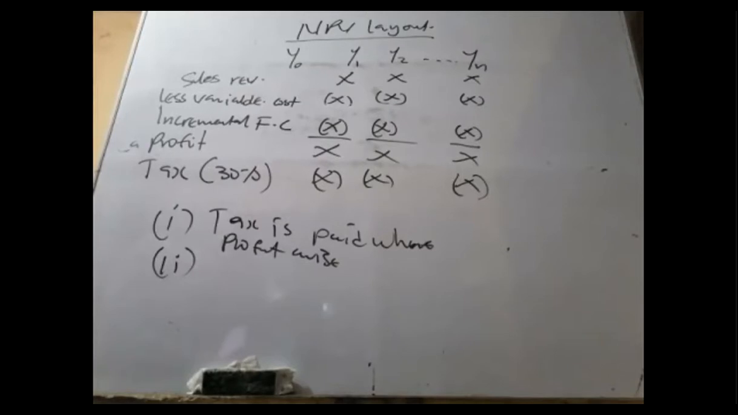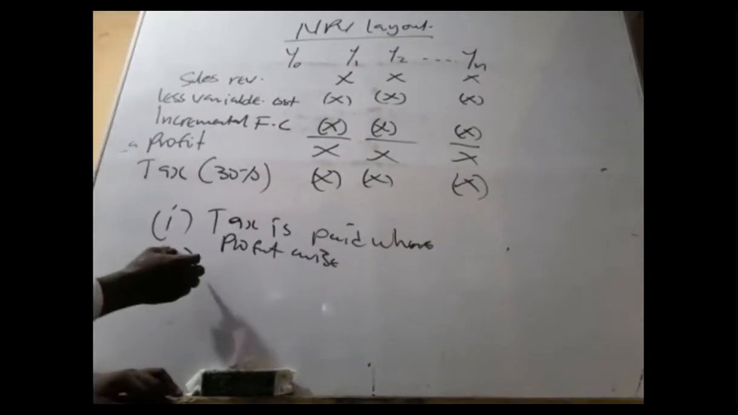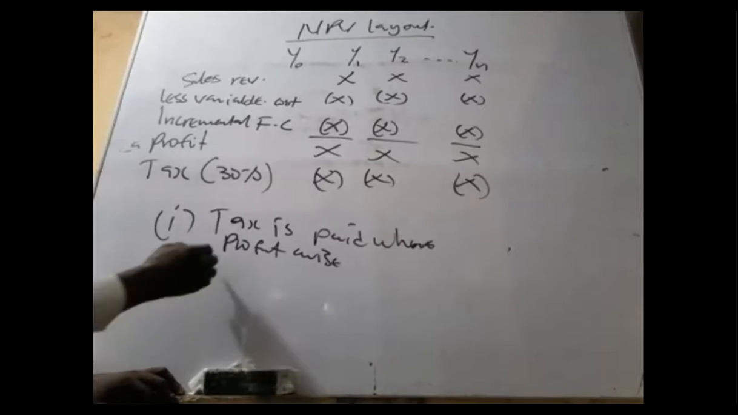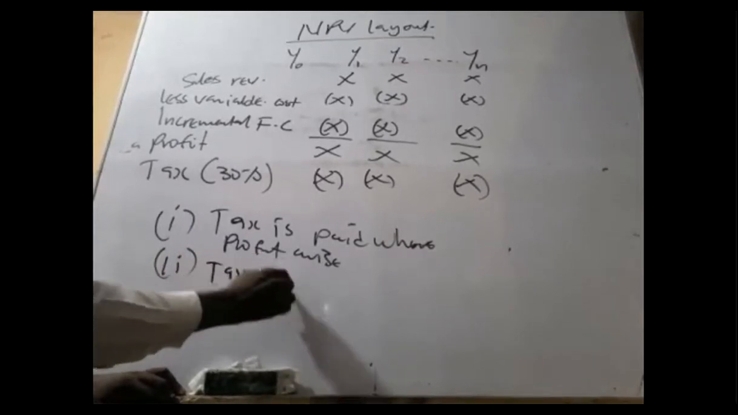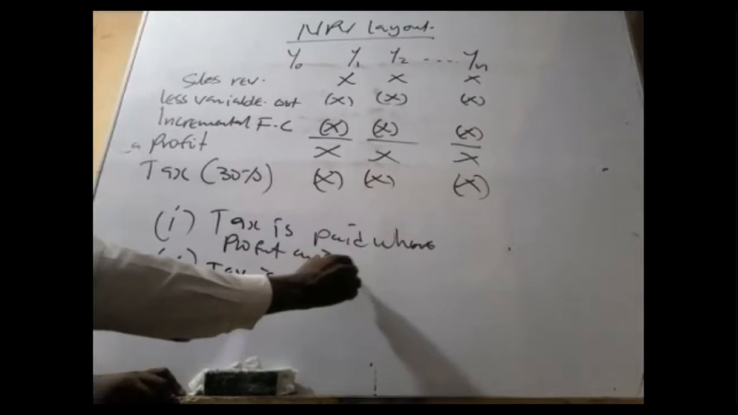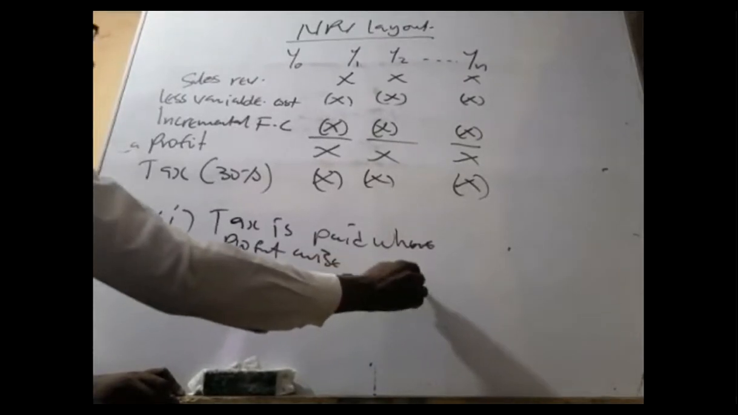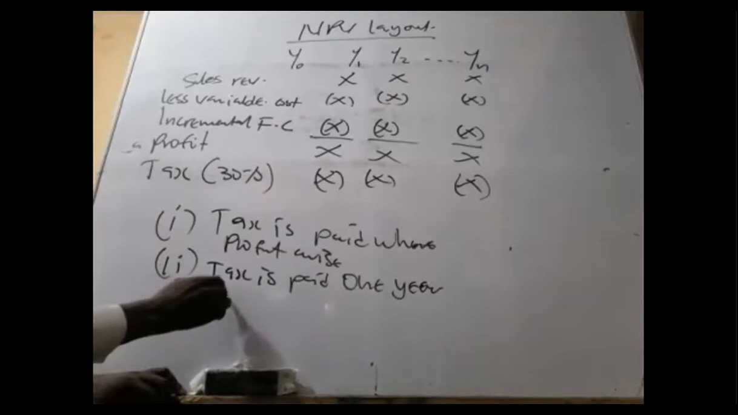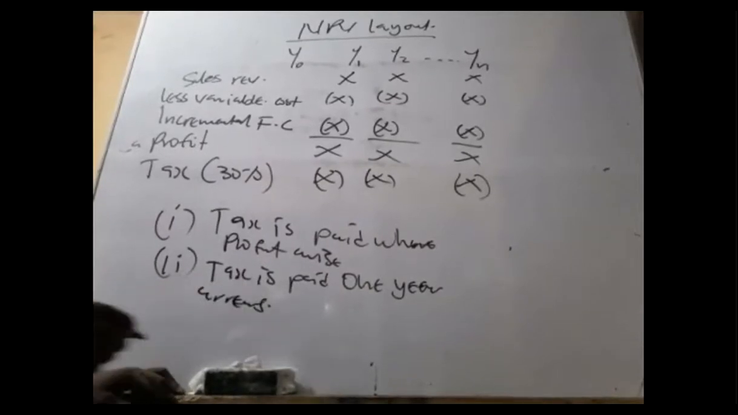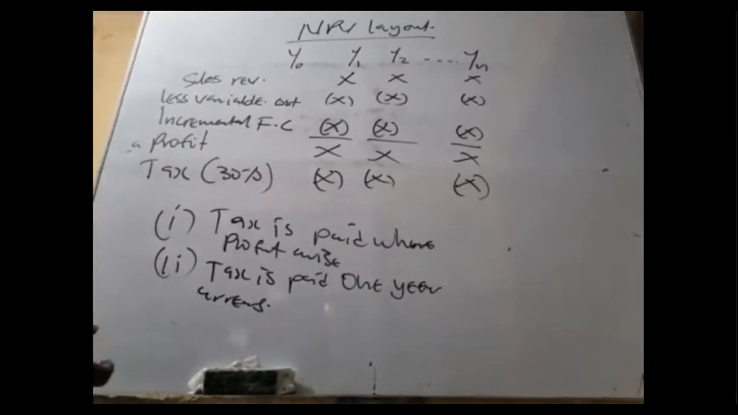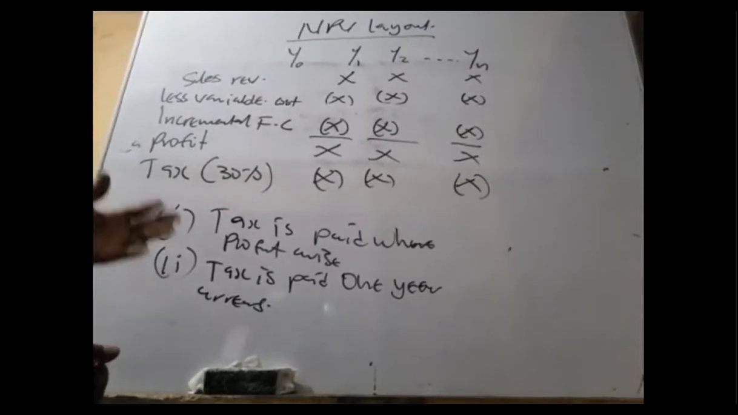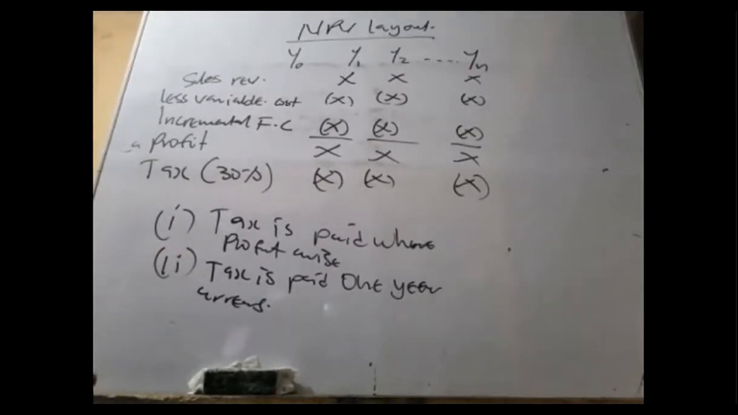Okay, so right after that, let's go to the second scenario where tax is paid 1 year in arrears. Meaning that year one tax will be paid when? Year two. And that is reality. Year two tax will be paid in year three, in that order.